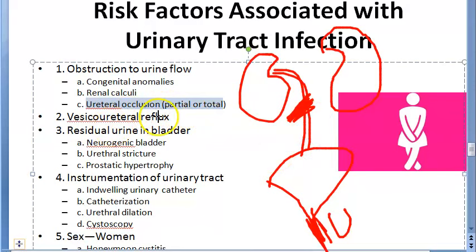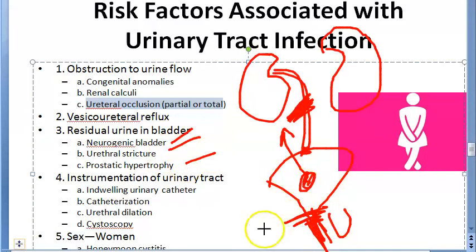Then vesico-ureteral reflux. So vesico is what? Bladder. Reflux happens when this junction has some problem or there is obstruction to urine flow. If it is there, then there can be reflux. Residual urine in the bladder: some urine always remains in the bladder because of neurogenic problems, a nerve issue. Urethral stricture and prostate: because of prostate hypertrophy in elderly men, urine is always getting retained inside, so there is stasis and there can be buildup of bacteria.